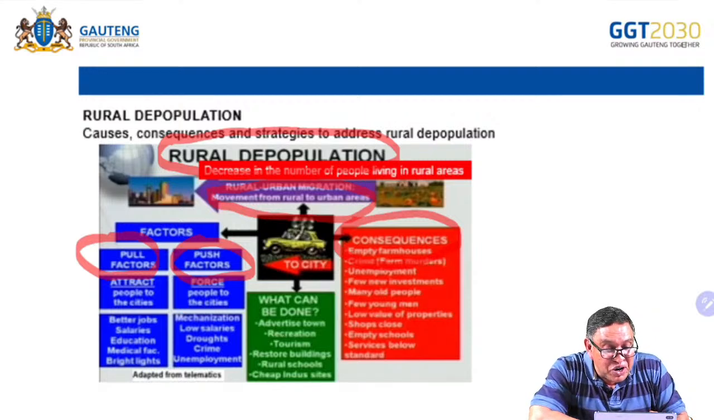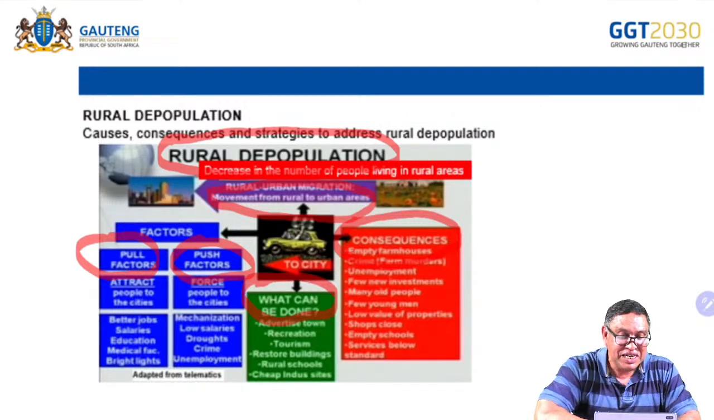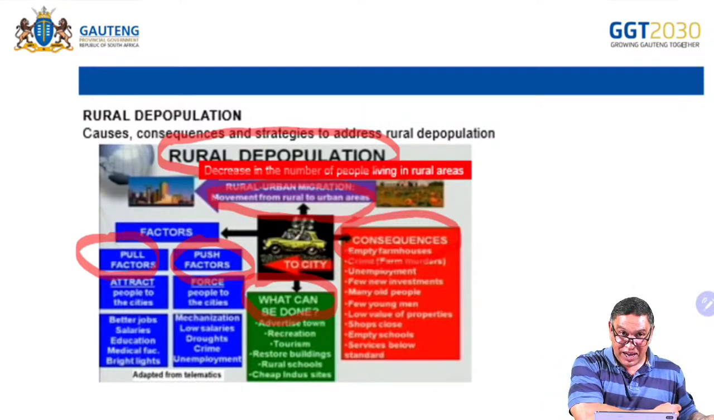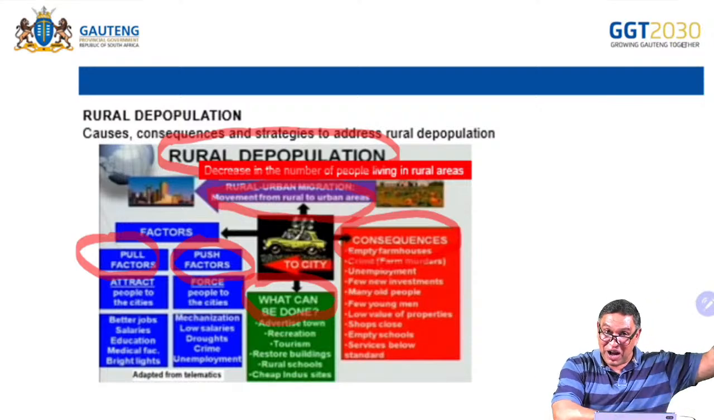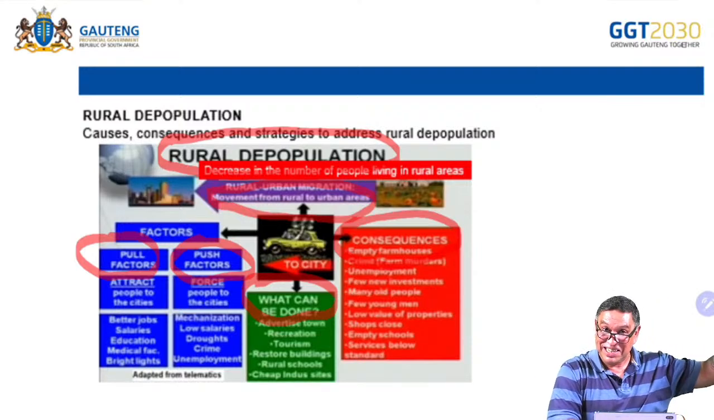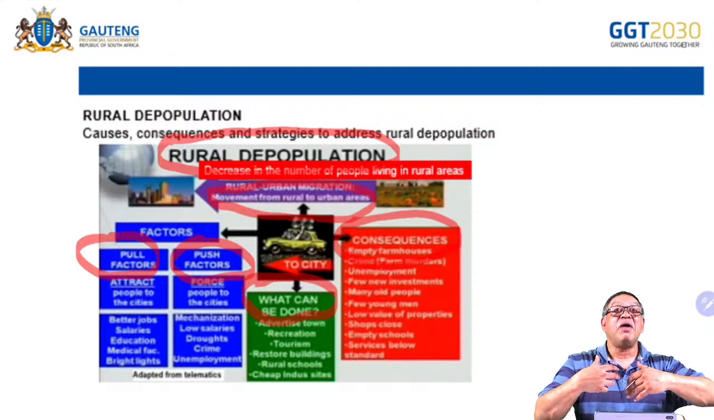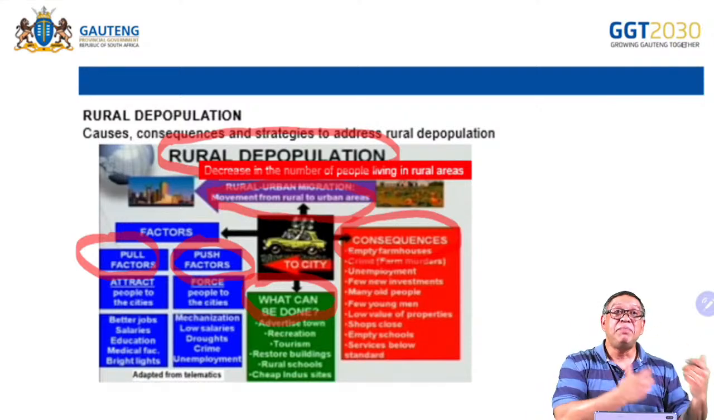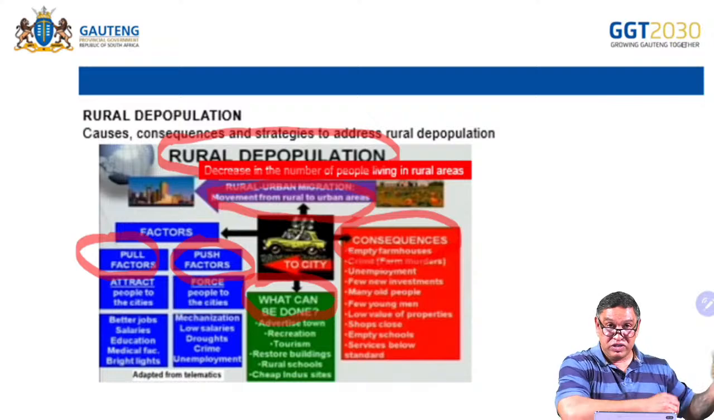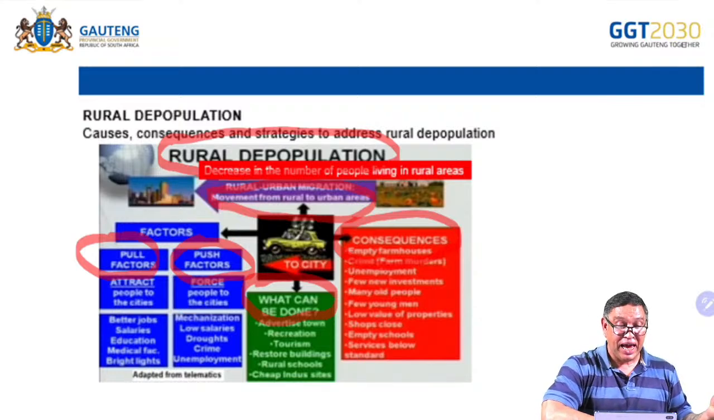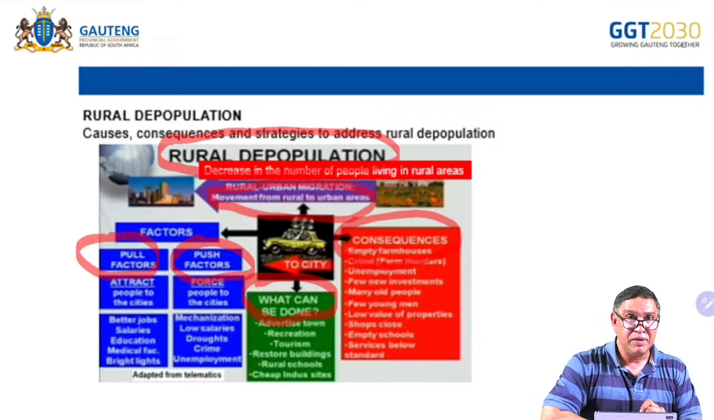And also you're going to look at what can be done, all right, to attract them back. And this is where the concept of counter-urbanization also comes in here, from the urban section of this, where you talk about bringing back people and functions towards the rural area, attracting them back. So this is what can be done.